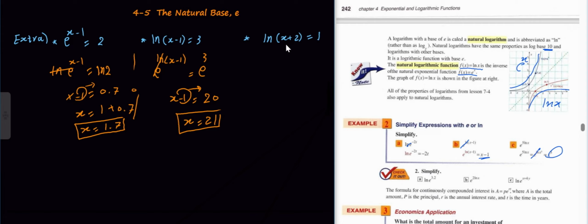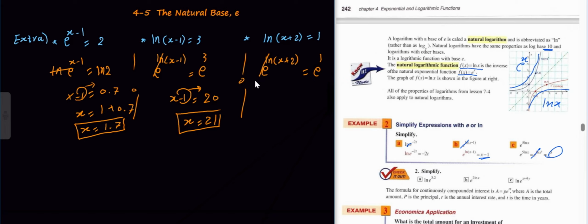Another example, we have ln(x plus 2) equals 1. We know that we can take e because we have ln. We take the inverse of ln, which is e. So we have e to the power ln(x plus 2) equals e to the power 1. Just take this note. If we have e, we will put ln in front of the e. If we have ln, we take e as a base. So the ln function will be a power, will be the exponent. Then these two will cancel.